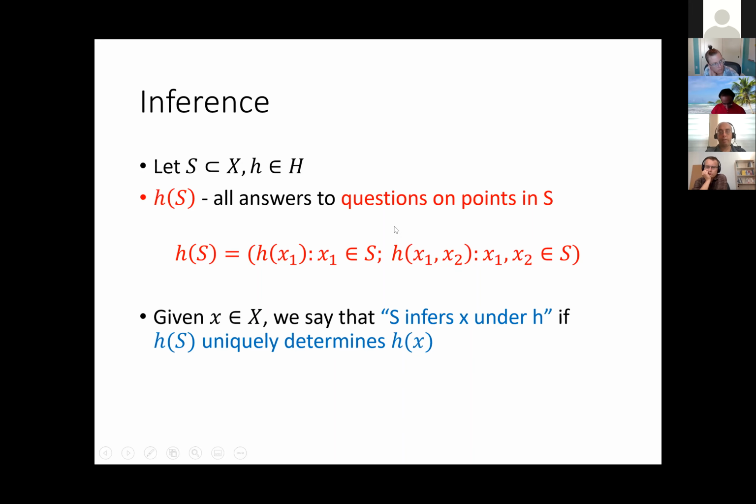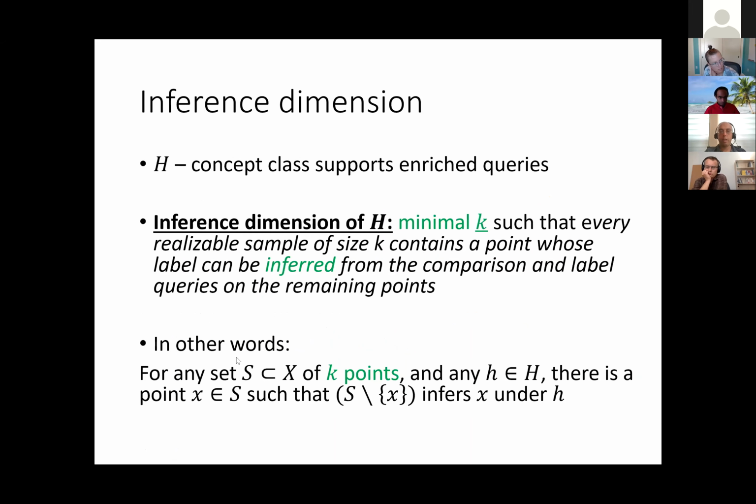And here's my last technical slide. Again, this might seem very abstract, but we'll read through this together, and then I'm going to show you 2 examples that are going to illustrate it. So this is what we call the inference dimension. It's like a worst-case guarantee. It's a minimal dimension K such that the following thing holds. Every sample of K points contains a point in it whose label can be inferred from the other points in this sample, but for these other points, I'm allowed to use both labels and comparisons.